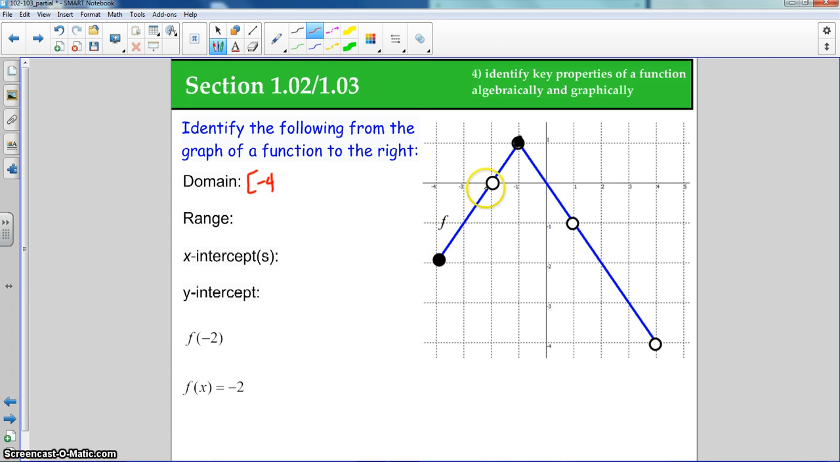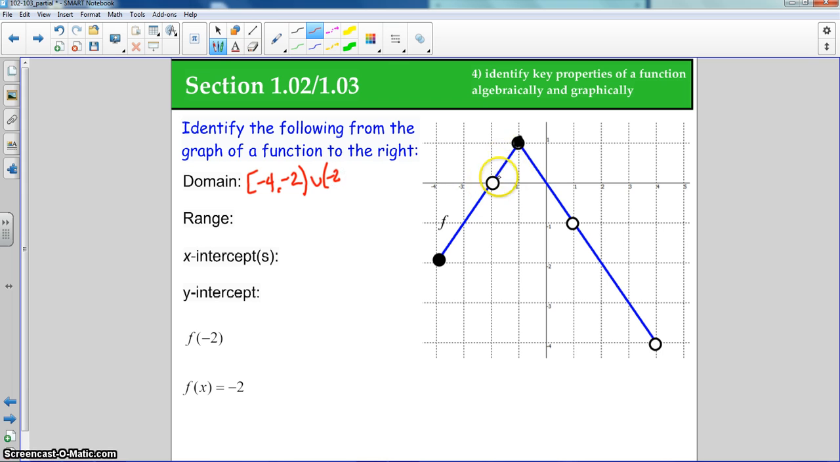At -2, I hit a hole. So I have to stop. My domain will break. And so I would go to -2. And since I have to stop there and I have a hole, I have to exclude -2. And the way we exclude a value is with a parentheses. But then the function continues on, so I need to union this. Then I'm starting at -2.